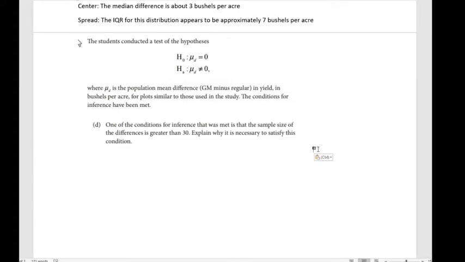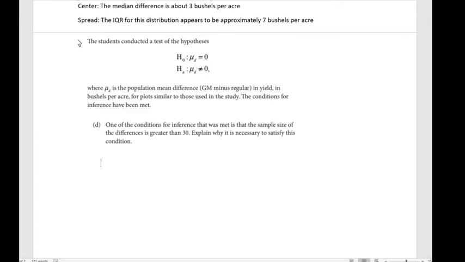Students are conducting a test of these two hypotheses: that the difference is 0 for our null hypothesis, and for the alternative, that the mean of the difference is not 0, where mu sub d is the population mean difference, GM minus regular in yield, in bushels per acre, for plots similar to those used in the study. The conditions for inference have been met. One of the conditions for inference that was met is that the sample size of the differences is greater than 30. Explain why it is necessary to satisfy this condition.